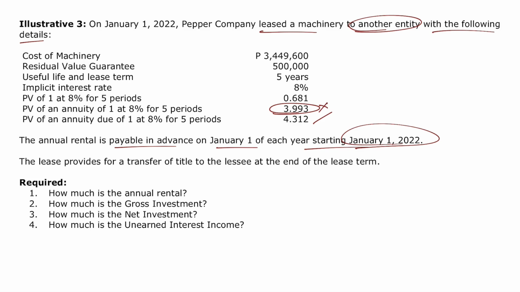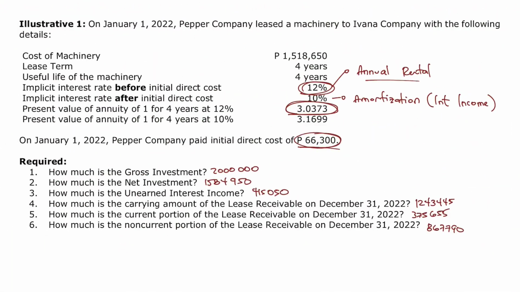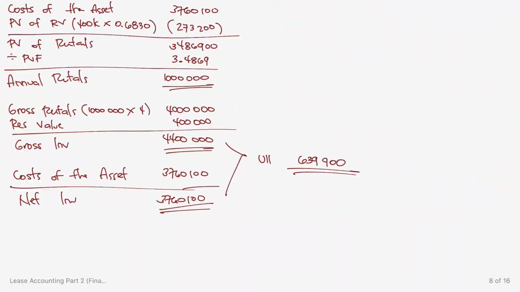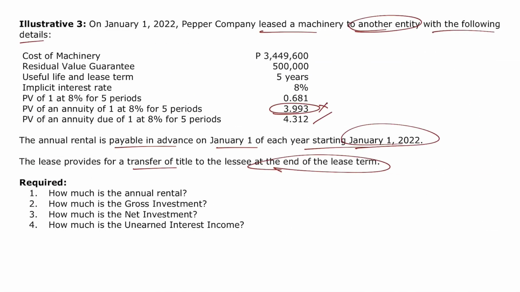Ano pang sabi dito? The lease provides for a transfer of title to the lessee at the end of the lease term. So, anong sinabi ko pagka ganun? Well, balikan lang natin yung discussion kanina, no? So, sabi natin dito, right, kapag letter T yung present sa problem, wala po tayong ina-add. Nothing is added dito, no? Sa gross investment. Ina-add lang natin yung residual value kapag letter M or letter S tayo. Pero kapag letter T, nothing is added. Kapag letter O, option price yung ina-add. So dito, sabi ng problem, there is a transfer of title. Ibig sabihin, this residual value guaranteed, no, will only be ignored. Ini-ignore lang natin yan. Okay?